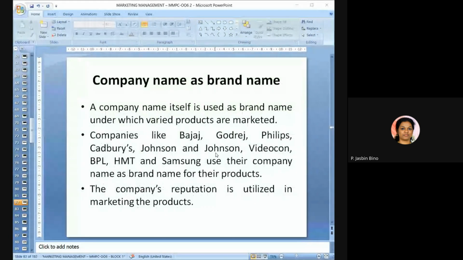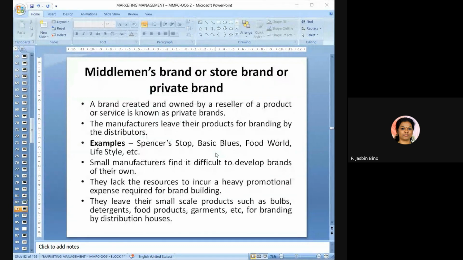Then some companies will have the company name itself as the brand name. For example, Bajaj, Godrej, Philips, Cadbury's, etc. Middleman's brand means the middleman or the intermediaries will have their own names. That is what a middleman brand name is. A brand created and owned by the reseller of a product or service is known as a private brand, store brand, or middleman brand. For example, Spencer Shop, Food World, Lifestyle, etc.